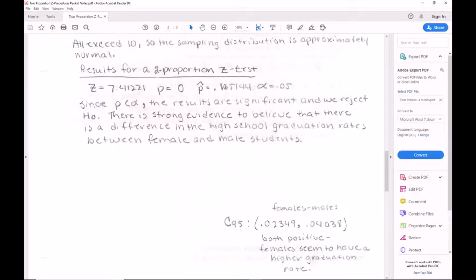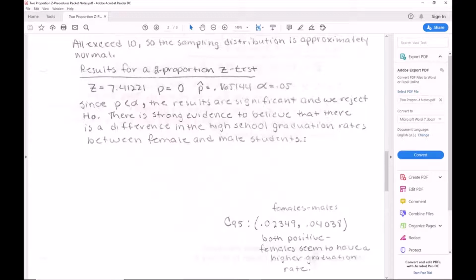Here's our blended p hat without the subscript, and I wrote down the alpha so that it's real close to the p-value. And p is quite a lot smaller than alpha, so this is very significant. And we reject H0, so we have strong evidence to believe there is a difference in the high school graduation rates between female and male students, all right?